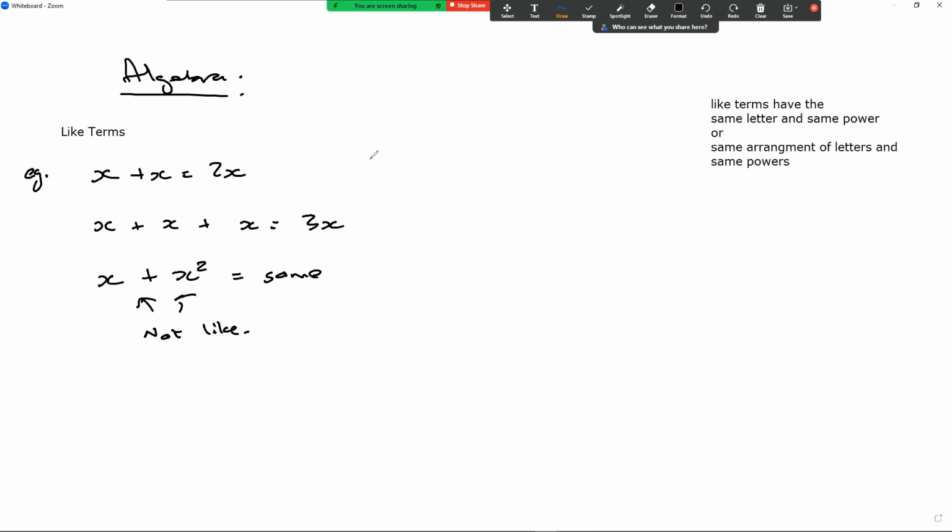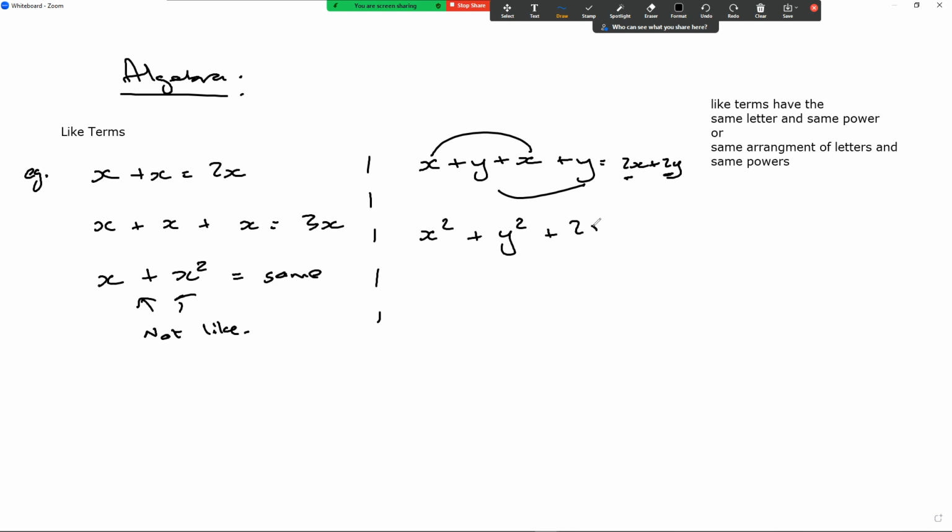Okay. And then you can have the concept where you have x plus y plus x plus y. In this case, you can end up with 2x plus 2y, when you keep the x's together and the y's together. Cool. x squared plus y squared plus 2x squared: x squared plus 2x squared gets you 3x squared, and then y squared at the end. So I got 3x squared plus y squared done. Can't go further than that.